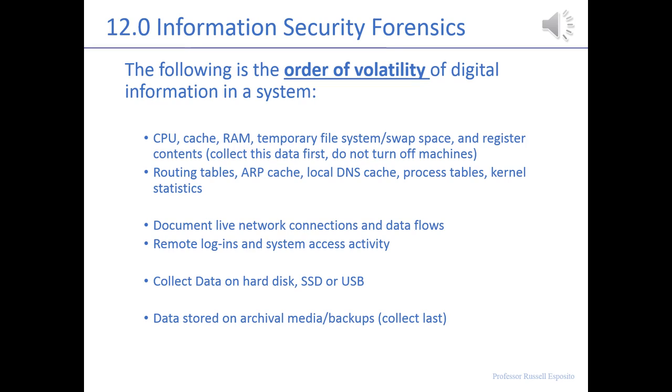The next is to document any live network connections and data flows to what systems. Remote logins need to be recorded, system access activity, what was accessed. Then collect data on the hard drive, SSD or USB, because that's not volatile. And the last thing you'd want to collect is any archival media or backups, because the backups could contain some clues. There could have been a backup that grabbed some earlier information about the beginning of a crime or the beginning of an attack, whether it's a remote attack or a local crime scene. You want to look at the backups as well, because sometimes they offer clues and have information that you might not have picked up from the active systems. So you don't want to ignore that completely.